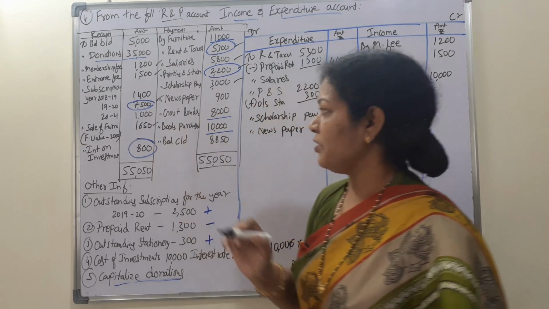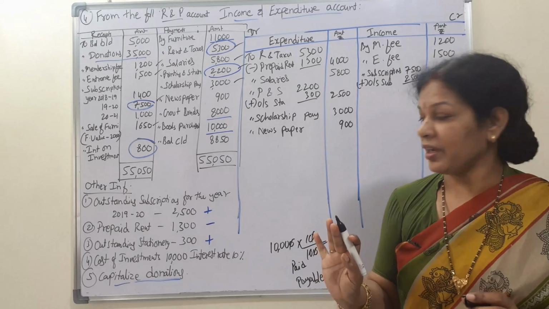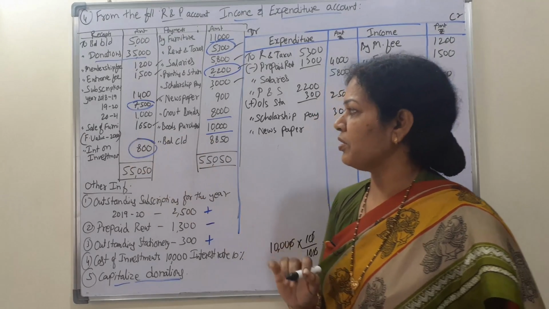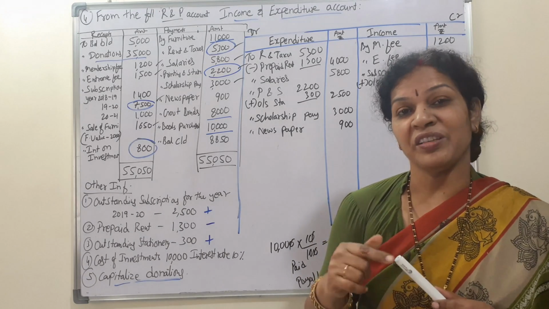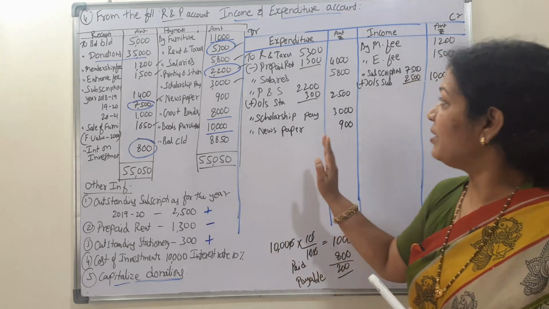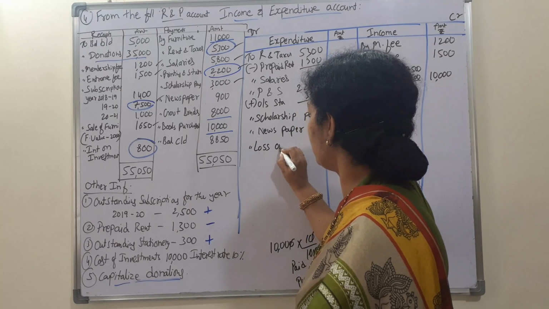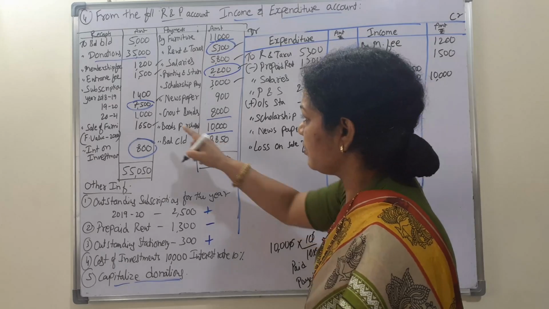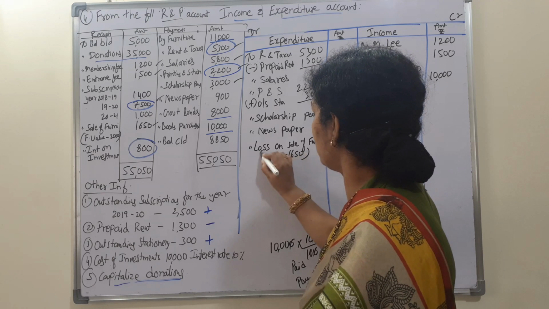Next, sale of furniture. When you sell furniture, we get a profit or loss, that we have to calculate. In working notes also you can show, its cost is 2,000. 2,000 we are selling for 1,650, means loss. If you are selling for more than 2,000, profit. Less than that means it's a loss. Loss will be on the debit side. Loss on sale of furniture. It is 2,000 minus 1,650, 350.